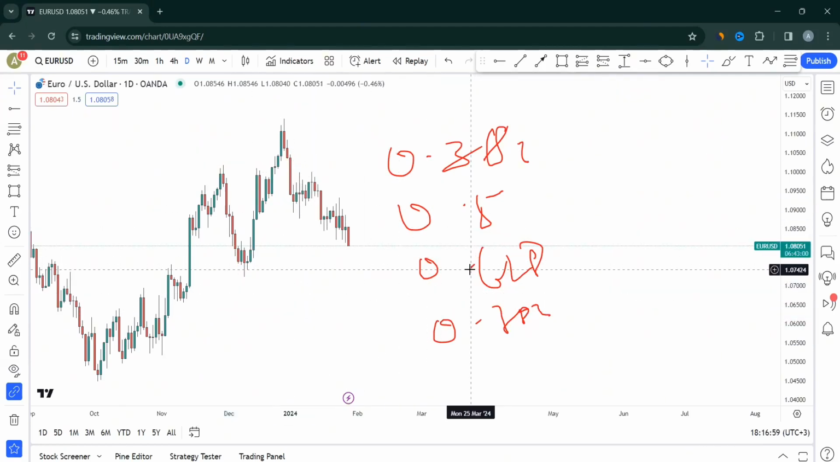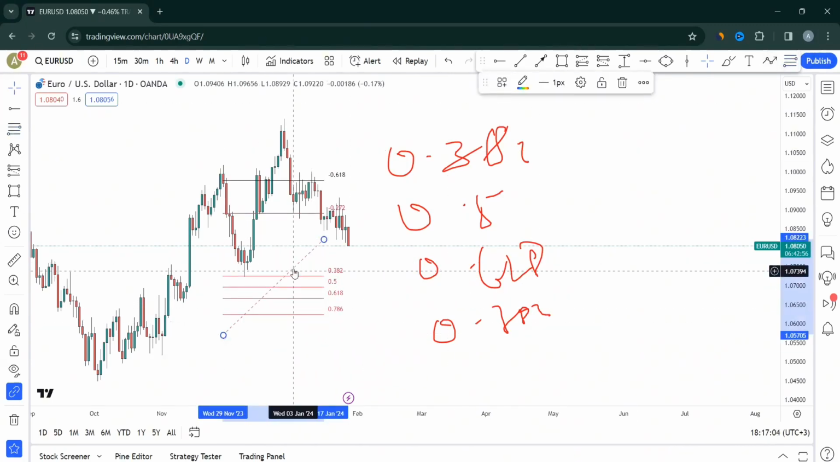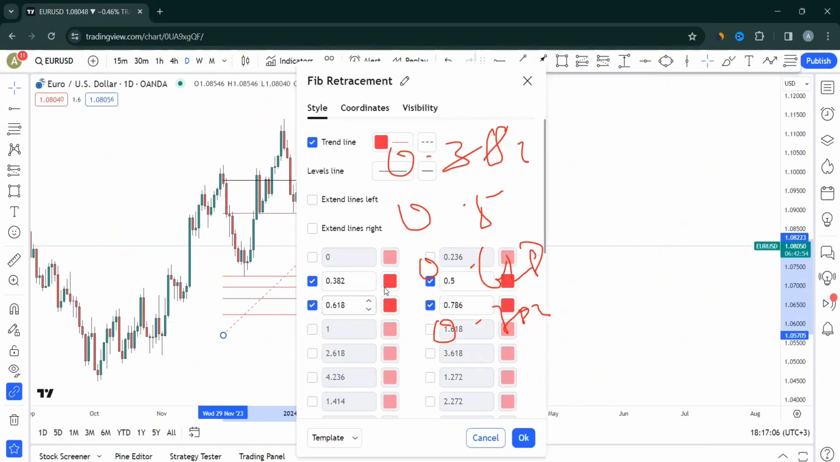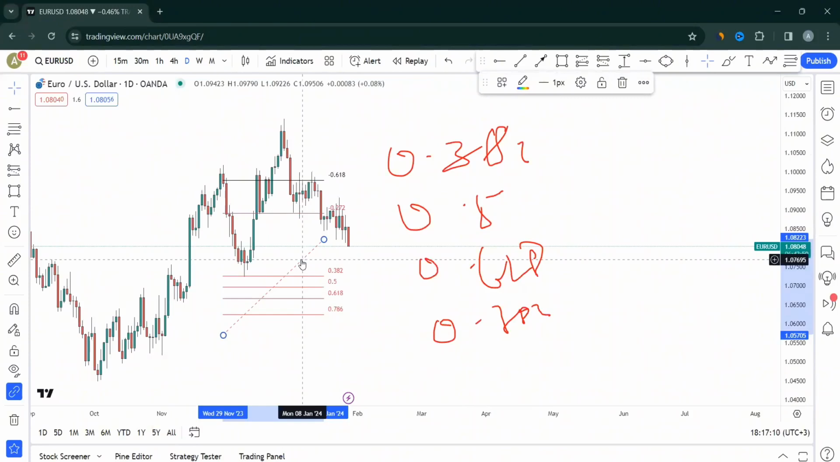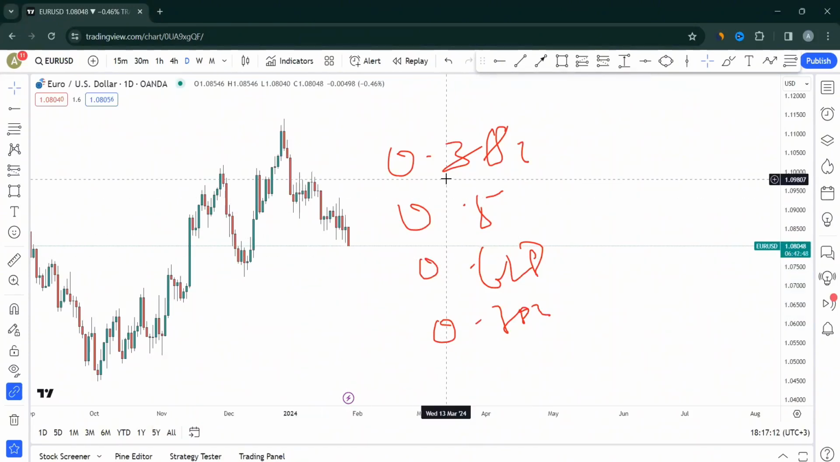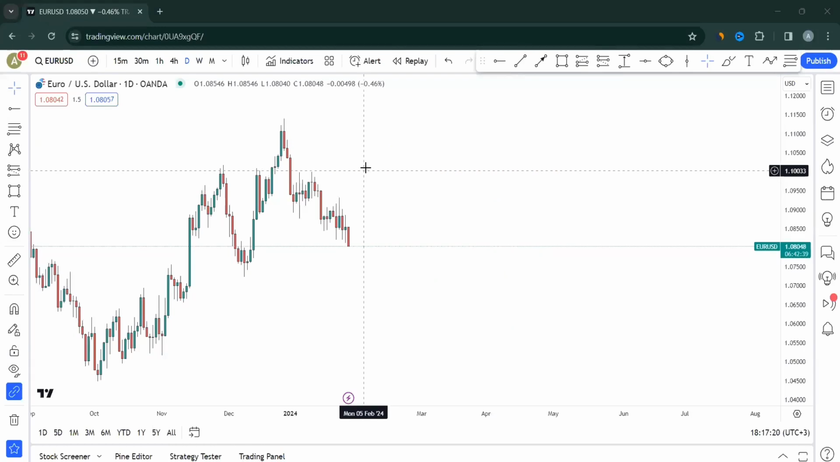So make sure you double click. For example, if this is your fib like this, double click on it so that you can go to the settings like this, so that you can have them, right? Then you click OK, right? That's all that you need. So let me just clear this. So after inputting that, now how do we draw the Fibonacci retracement level?